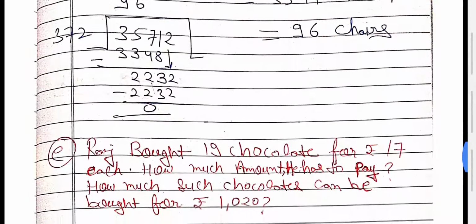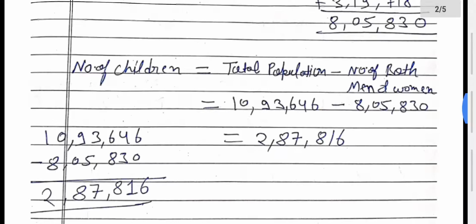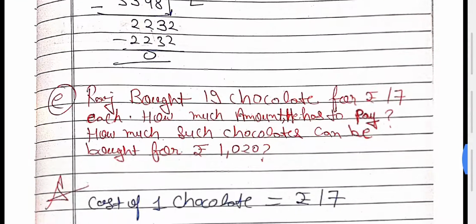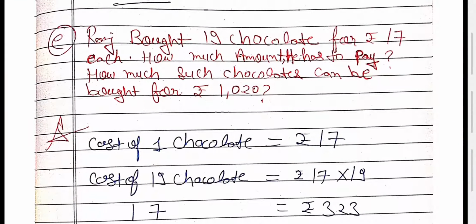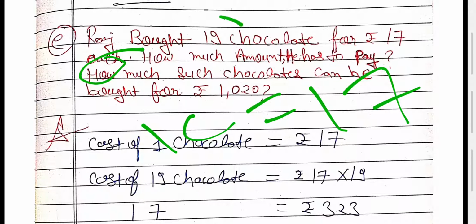Okay, now come to the last question of this exercise. Just understand the question first. Raj bought 19 chocolates for rupees 17 each. Suppose Raj went to the market and purchased 19 chocolates for rupees 17 each. Each means per chocolate, one chocolate. So what is the cost of one chocolate? One chocolate costs 17 rupees.